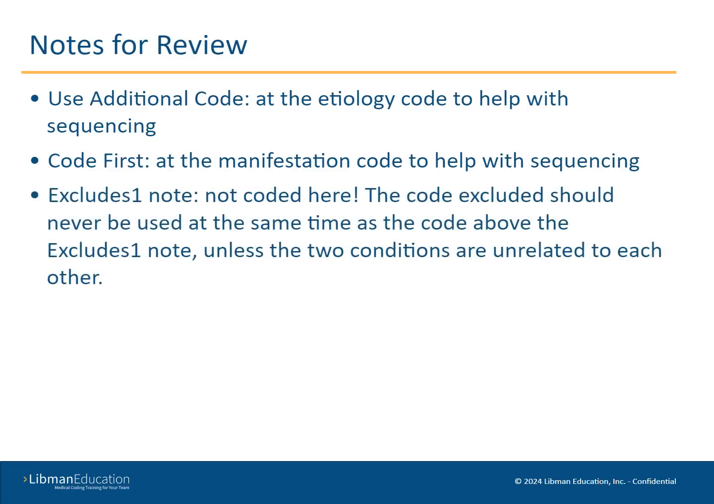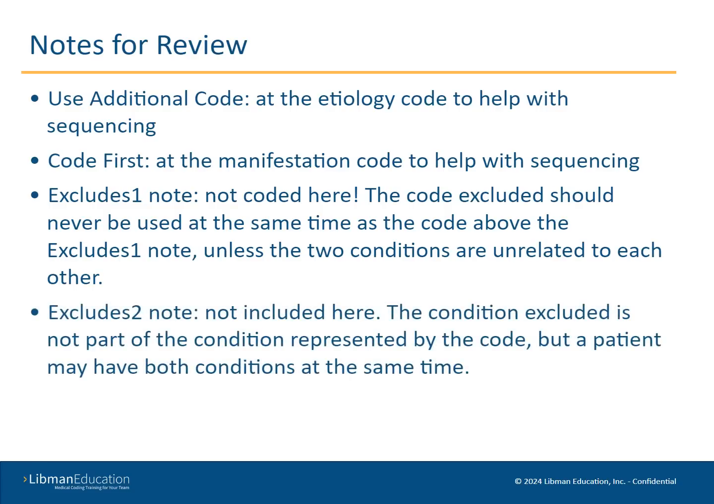An Excludes 1 note means it's not coded here. It indicates that the code excluded should never be used at the same time as the code above the Excludes 1 note. This is used when 2 conditions cannot occur together, such as a congenital form versus an acquired form of the same condition. There is an exception, and that's when we have the circumstance where 2 conditions are unrelated to each other.